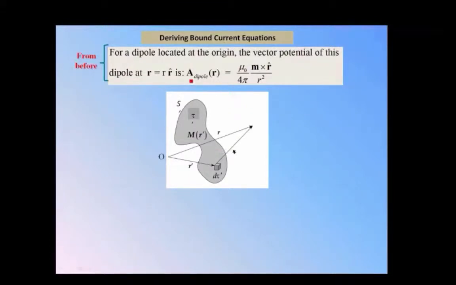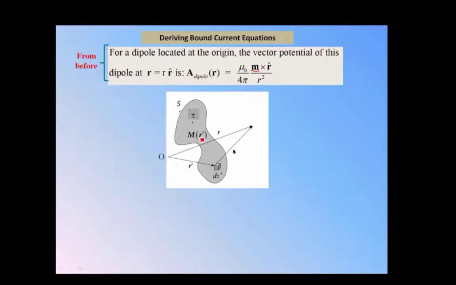To start with, if you remember that if you have a single dipole that's sitting at the origin and is oriented in the direction of this vector m, if you're looking at a point, the field point, at some direction r hat and a distance r, so you have this r squared down here, then the vector potential of that dipole is given by this equation here.